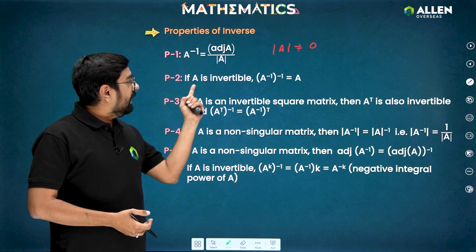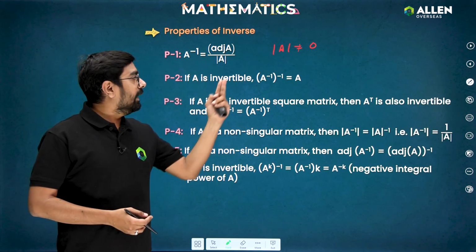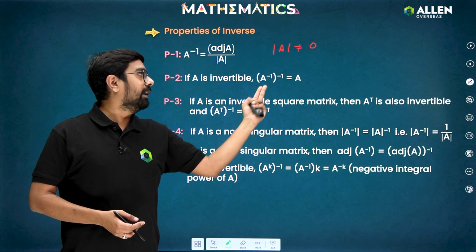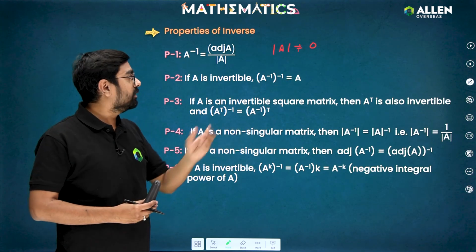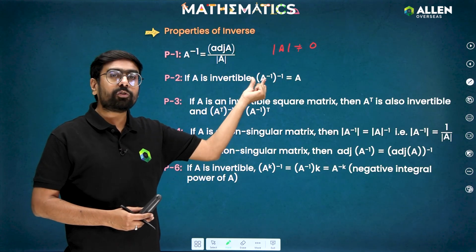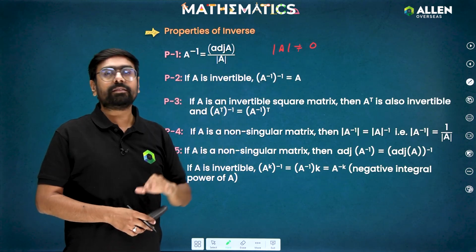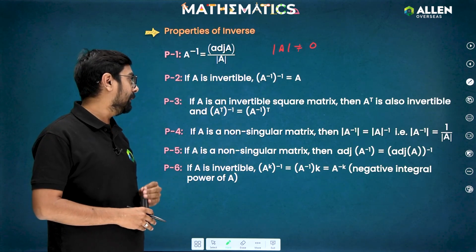Now, if A is invertible, then inverse of A inverse will result into A only. Suppose A is an invertible matrix, then the inverse of A inverse will again result into the same matrix, which is A.